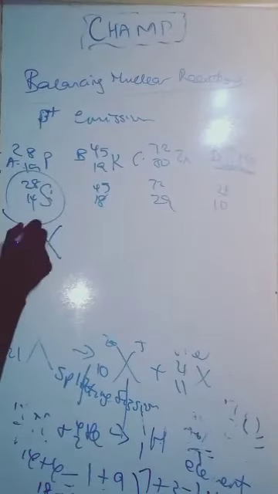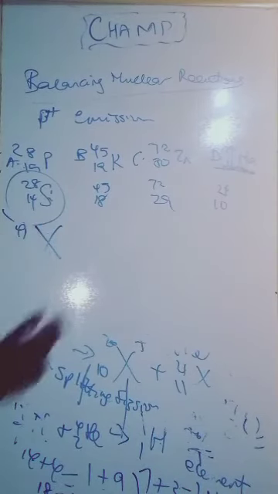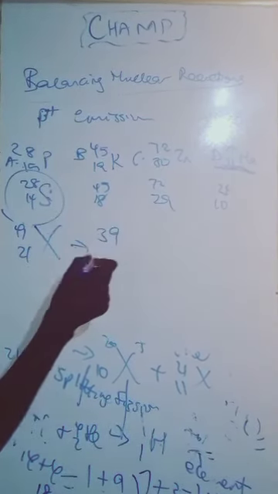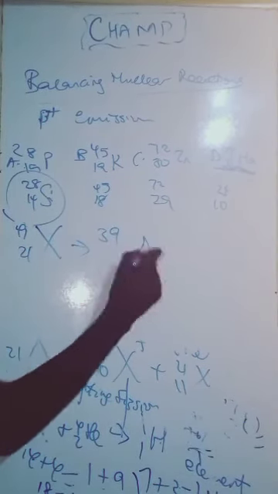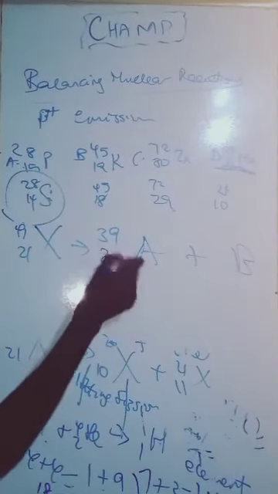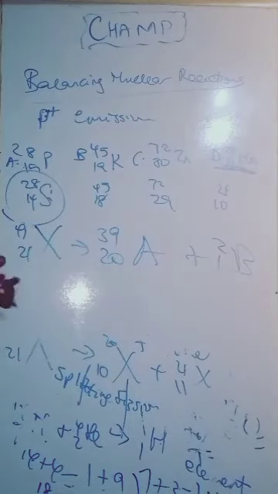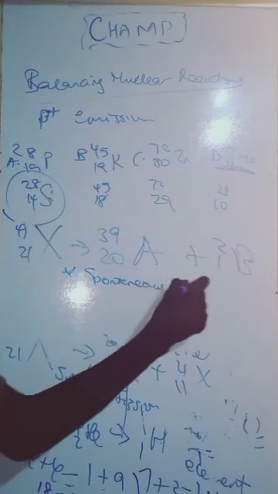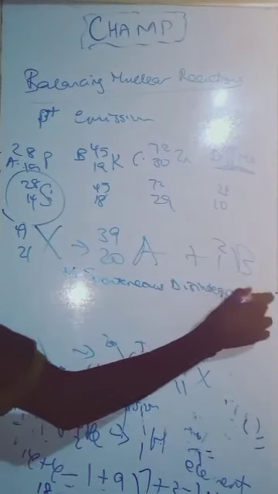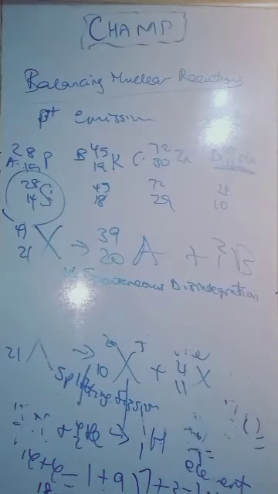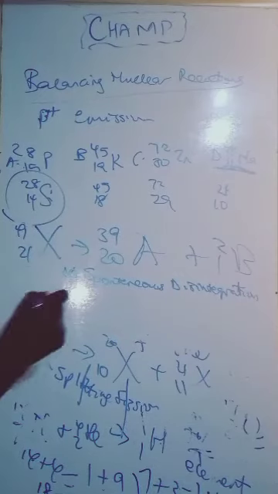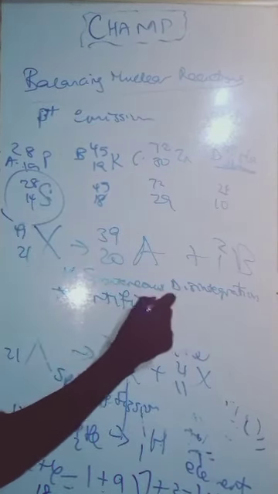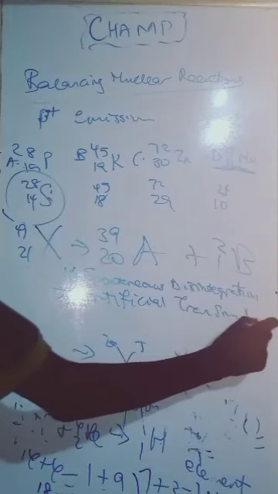I said it must be nearly equal masses. What if you now have something like this? You have 41/21, but what you now have is 39/20 and this one is 21. Then you know that this is not nuclear fission. So it can either be spontaneous disintegration, or it can be artificial transmutation. It can be either of these two.